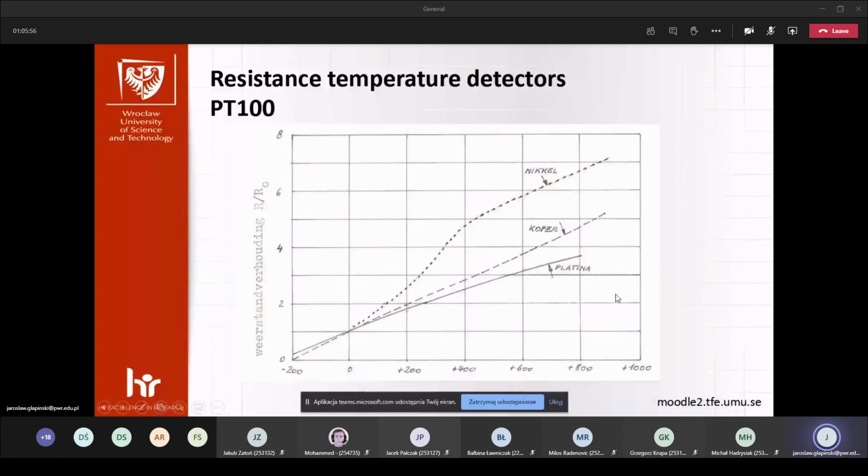So the PT means platinum for the sensor. If you can find some PT sensor, it means the platinum sensor. 100 means that it has 100 ohms at 0 degrees. Another type is PT1000, which means that we've got 1000 ohms at 0 degrees.